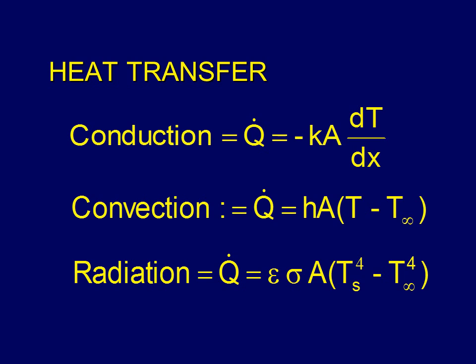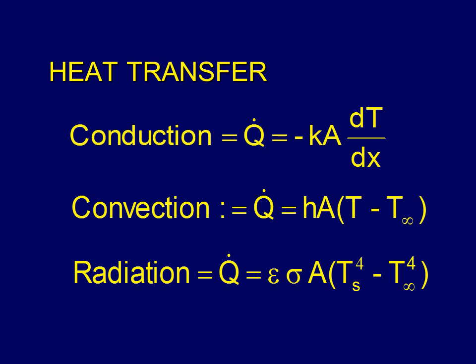Now, there are three modes of heat transfer. The first is conduction, which is Fourier's law. Q is proportional to k, the thermal conductivity, times the area. The more the area, the more heat is going to conduct. This is the cross-sectional area perpendicular to the direction of the conduction, times dT/dx. Now dx is in the direction of the heat transfer. So this is a gradient.